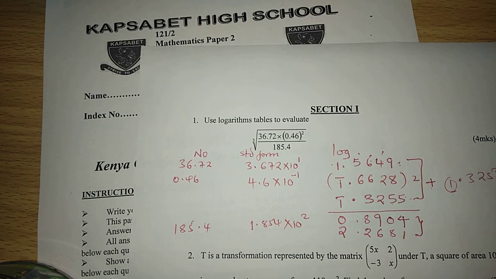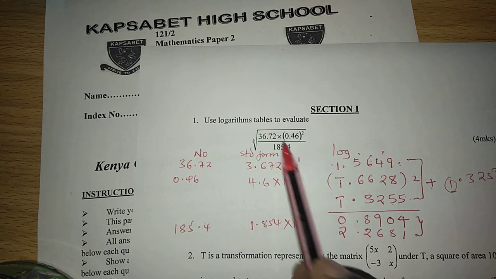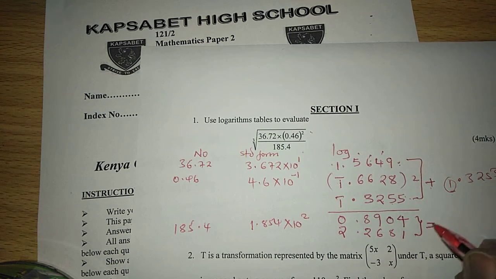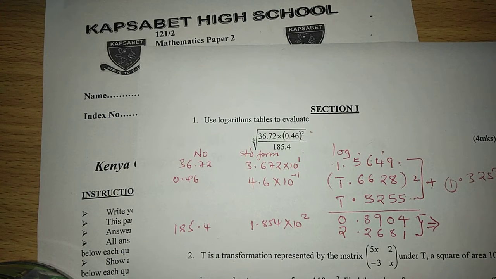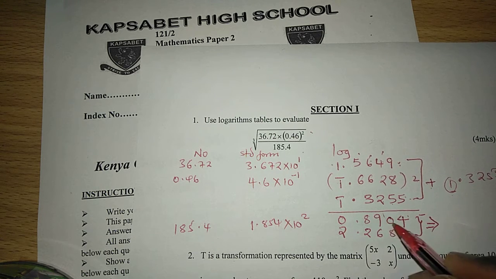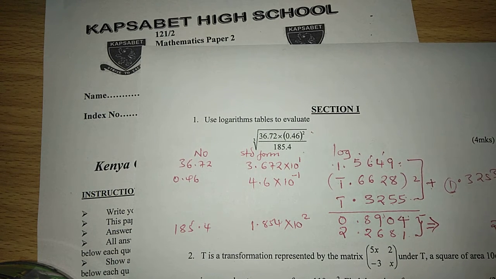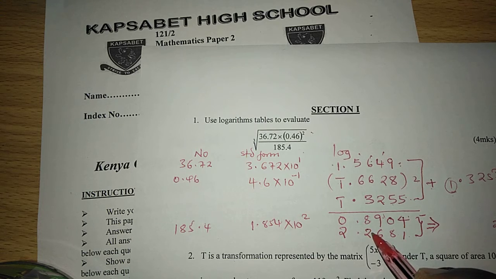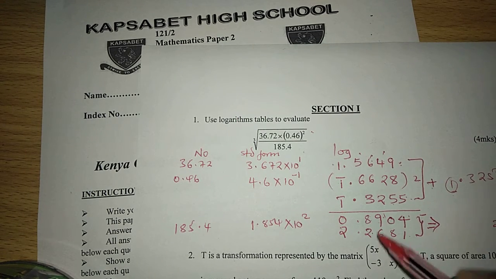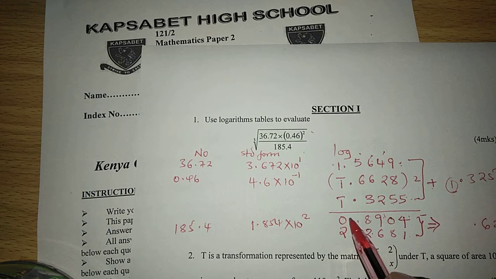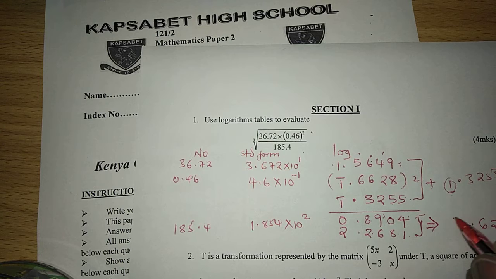Since the numerator and the denominator are being divided, we subtract their logarithms. Then 4 minus 1, we get 3. 0 minus 8, this becomes 10, we get 2. This has become an 8. 8 minus 6, we get 2. Then we have 8 minus 2, which gives us a 6. 0 minus 2 becomes bar 2.